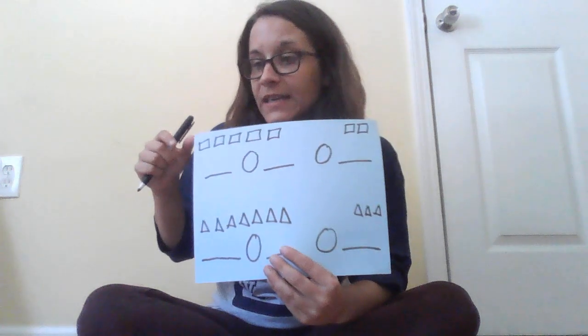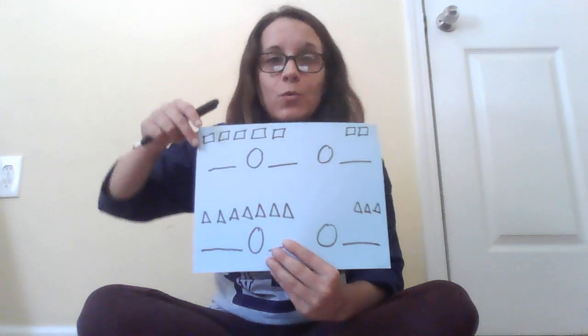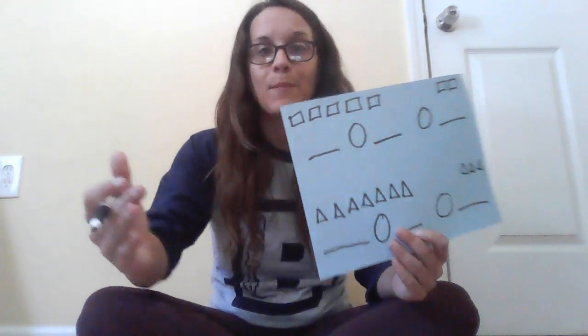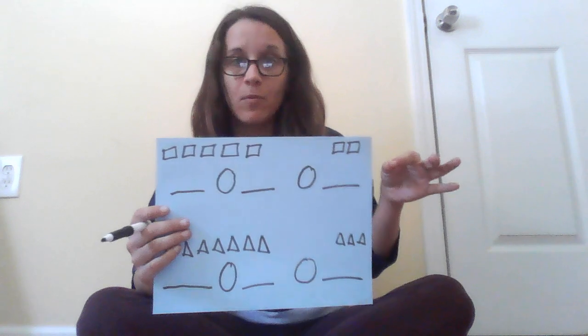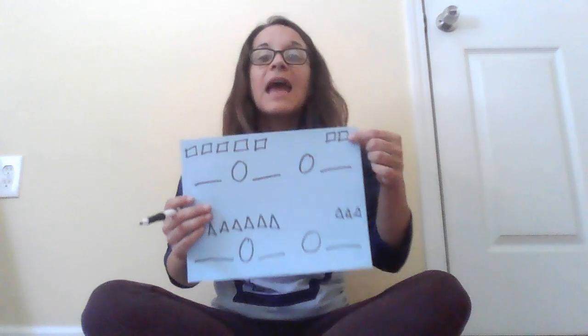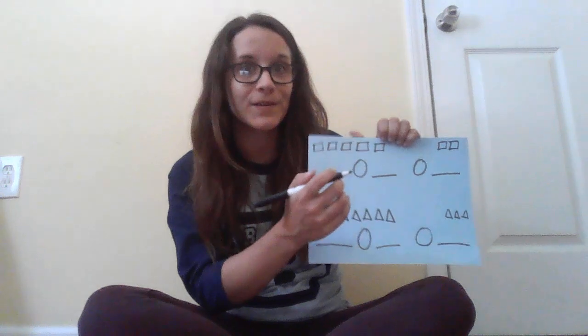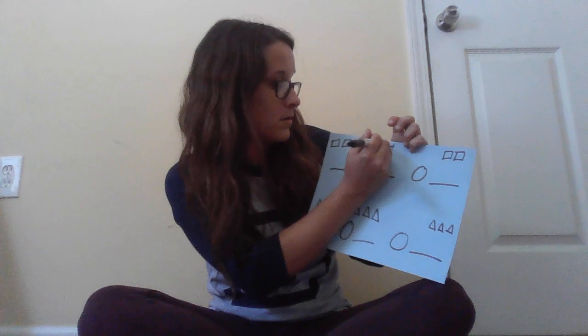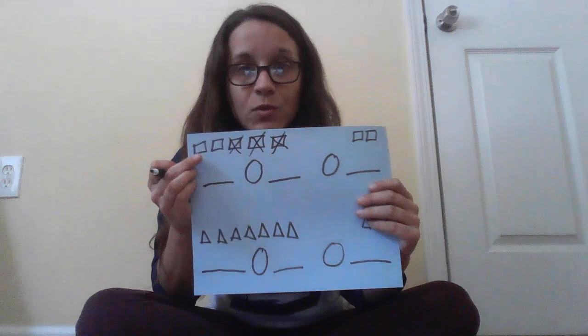The first thing it's telling me is that there's going to be 2 left over. So whatever I do, I need to have 2 squares left over. I know that 2 is smaller than 5. So that means I'm going to need to take some away, and we're going to be subtracting today. I know that I need to get to 2, so I'm going to take squares away until I get 2 of them. I'm going to cross out, cross out, cross out. Now I have 2 squares left.